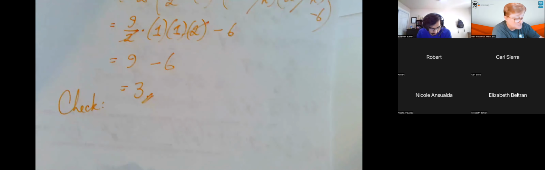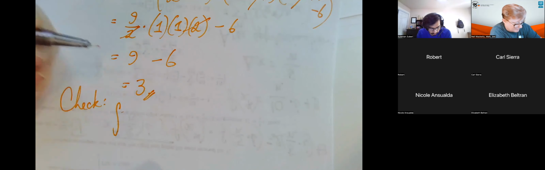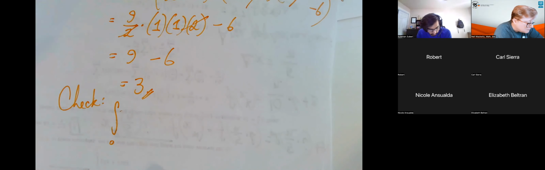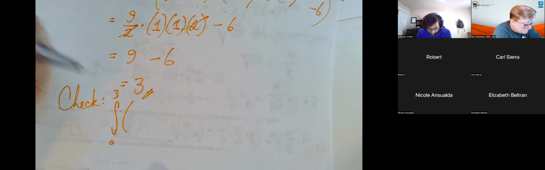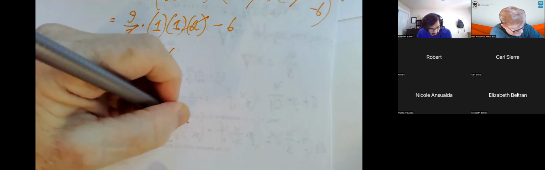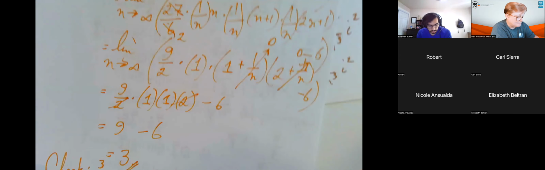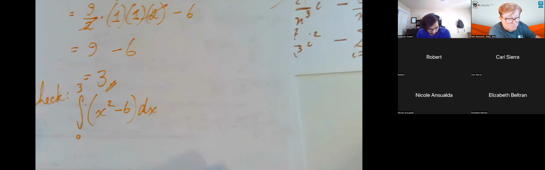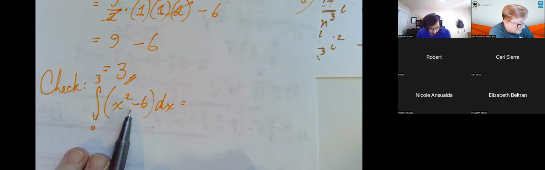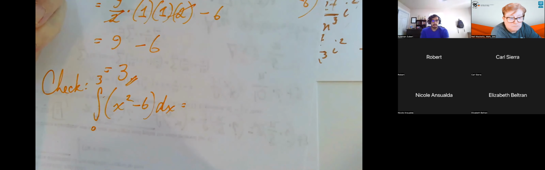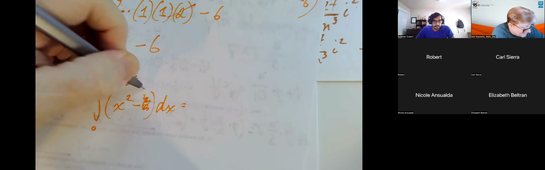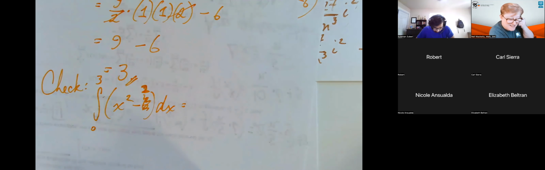Okay, let's check it by using the integration rules. So we have 0 to 3 of x squared minus 6 dx. Is that right? Yes. Okay, thanks. And x squared will become... Or it was -2, x squared minus 2, thank you. That'll make a difference.